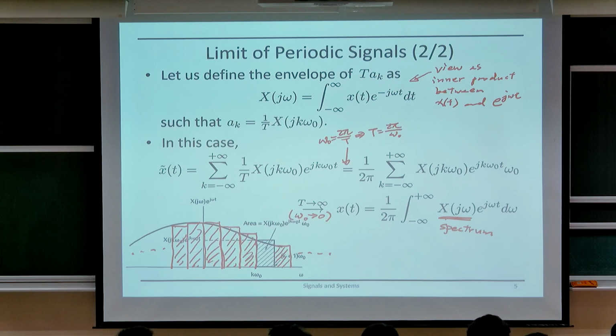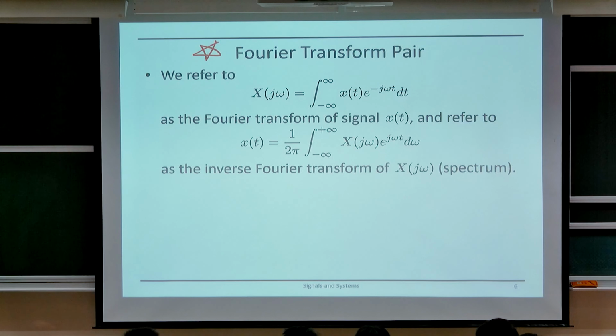These two relations here form what we call the Fourier transform pair. When you use x of t to find the spectrum, capital X of j omega, this formula is called the Fourier transform of the signal x of t. And if you use the spectrum to perform a linear combination of frequencies to obtain x of t, then this is called the inverse Fourier transform of the spectrum X of j omega. This is basically the main theme of this chapter. Given the time domain signal, you can find the frequency domain signal, and given the frequency domain signal, you can find the time domain signal. They form a unique Fourier transform pair.